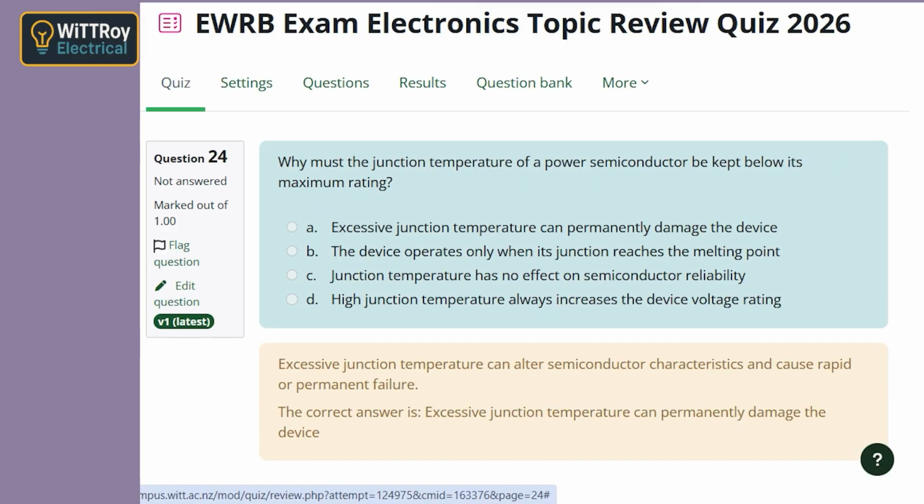Question 24. Why must the junction temperature of a power semiconductor be kept below its maximum rating? I selected excessive junction temperature can permanently damage the device. That one is correct. Excessive junction temperature can alter semiconductor characteristics and cause rapid or permanent failure. I see. Excessive junction temperature can permanently damage the semiconductor.